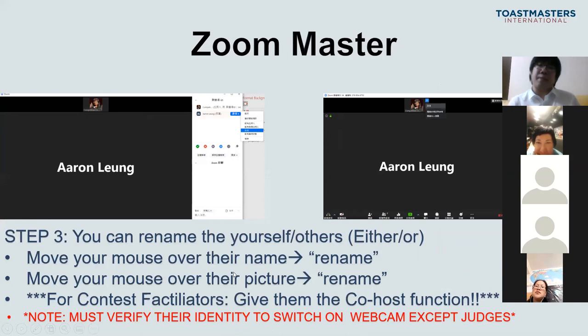Next, for step number three, you can rename yourself. Remember to rename yourself properly, like Zoom Master Aaron or Ballot Counter, so that people can identify you, not just the others, but also the Zoom Master, who is the controller assigning you to the right boxes. You also have another function because you are the Zoom host: you have to give the co-host function. Remember the pre-settings we have done: enable co-host, enable breakout room. Now you can give the co-host function to the relevant people, such as the timer, the ballot counter, the contest chair, and the chief judge. These are the important people you give co-host to, so that they become your communication support throughout the whole session.